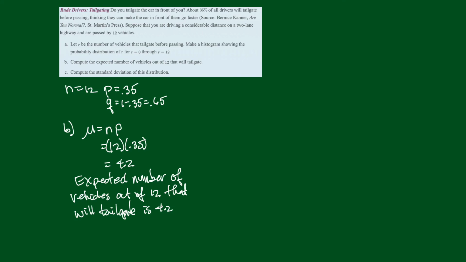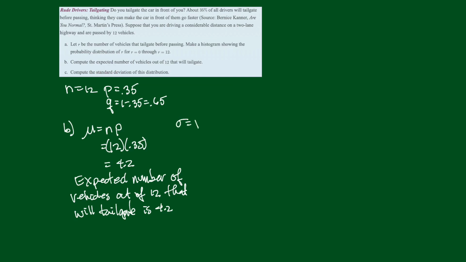Now keep in mind that 4.2 is an average. Suppose you're driving a considerable distance and you get passed by 12 vehicles. Now you do it once, then you do it again, then you do it again. You do it many, many times. On the average, how many vehicles would be tailgating? On the average, it would be about 4.2. And then we're also supposed to compute the standard deviation.